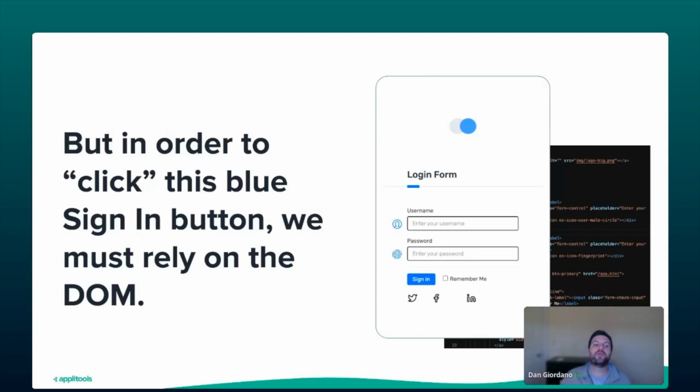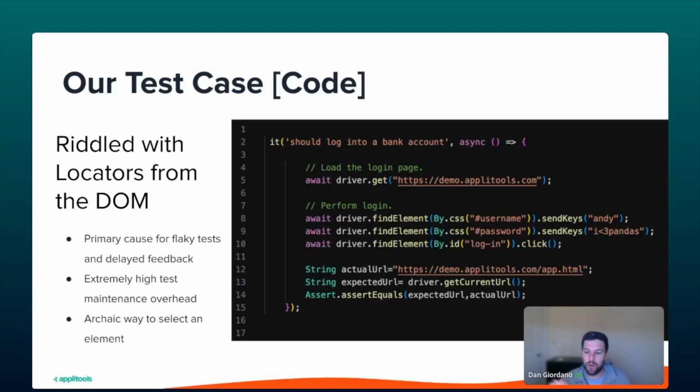But in order to do some of these actions, like clicking this blue sign-in button, we don't use the presentation layer of the application, but what's right behind that, which is the DOM. We rely on the DOM to actually go and click that sign-in button. And you can see from our test case, it's riddled with locators from the DOM, ones for pressing the keys, ones for sending in our actual information. But it is a core piece of all open source testing.